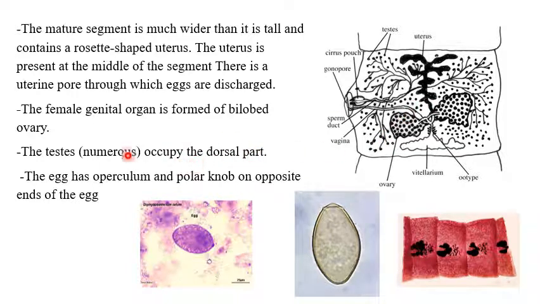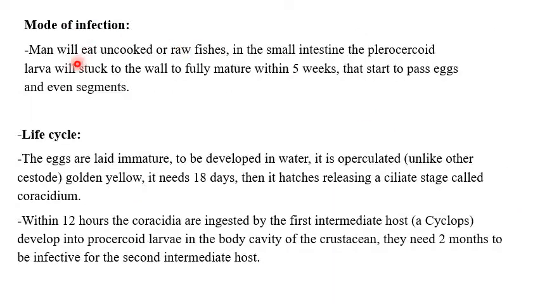occupying the dorsal part. The egg has an operculum, as you see here, and a polar knob on opposite ends of the egg. As you see, this is a mature segment. Mode of infection: man will eat undercooked or raw fish. In the small intestine, the plerocercoid larva will stick to the wall to fully mature within 5 weeks. It starts to pass eggs and even segments.